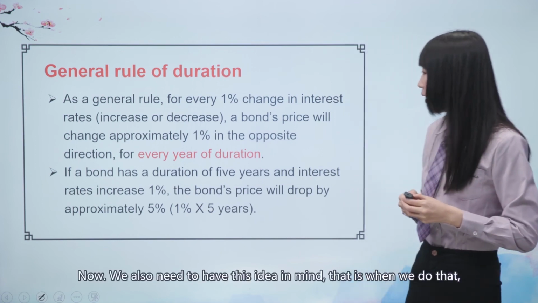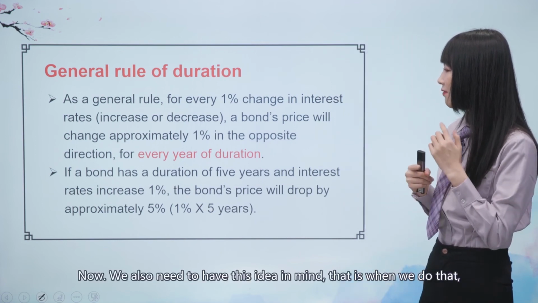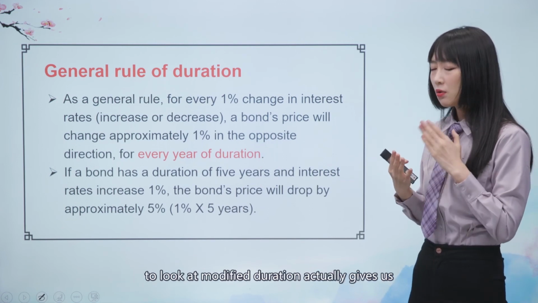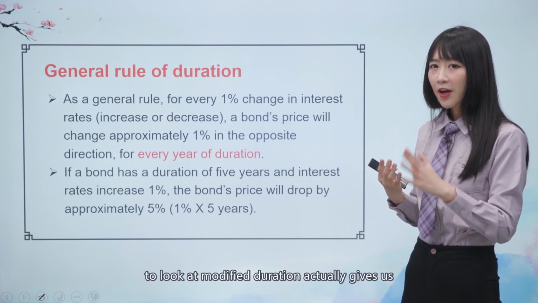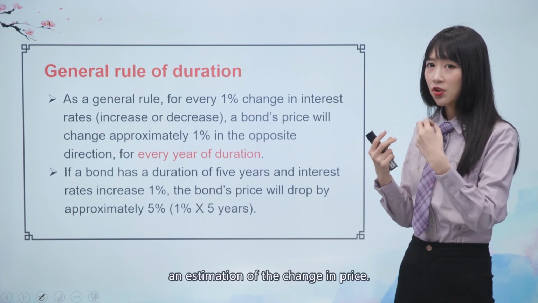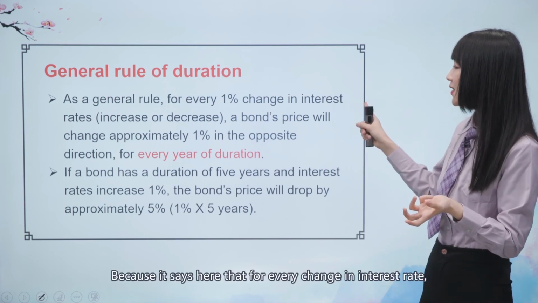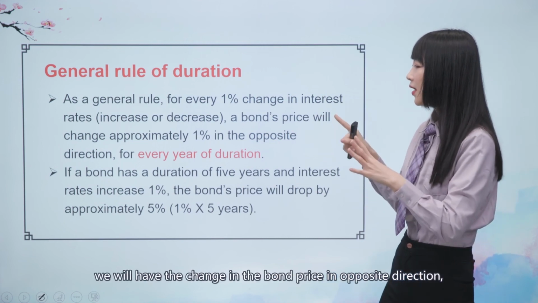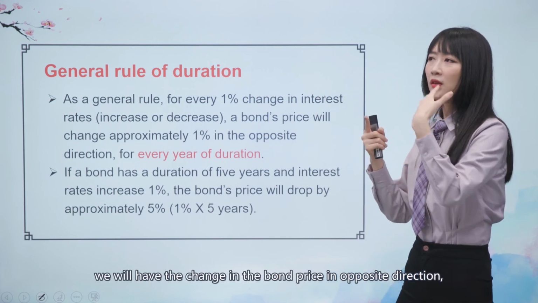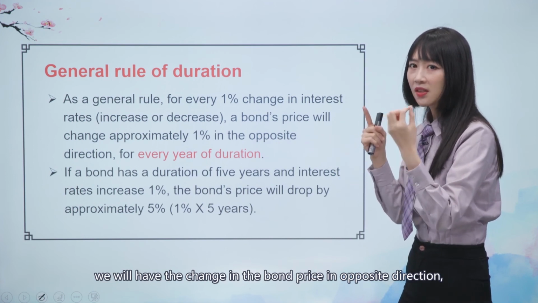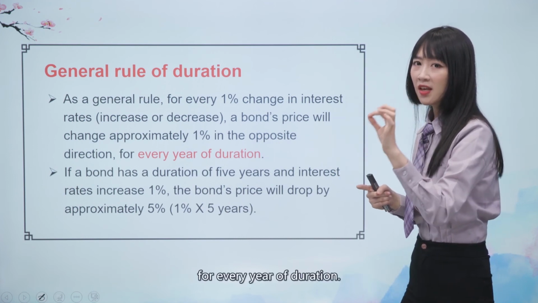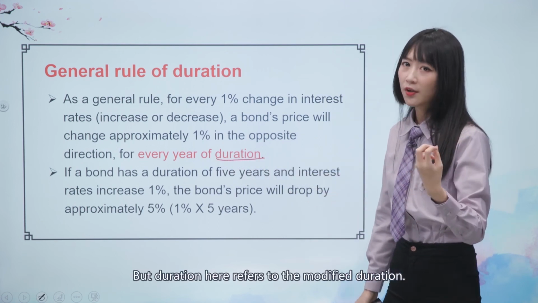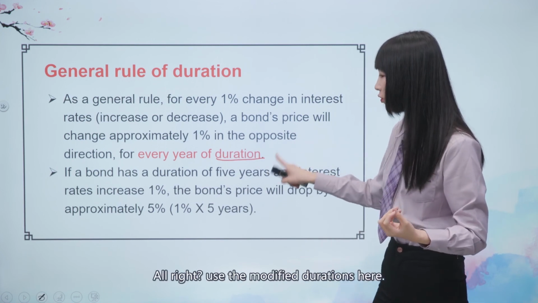We also need to have this idea in mind: the modified duration gives us an estimation of the change in price, because it says that for every change in interest rate, we will have a change in the bond price in the opposite direction for every year of duration. But duration here refers to the modified duration. All right? Use the modified durations here.